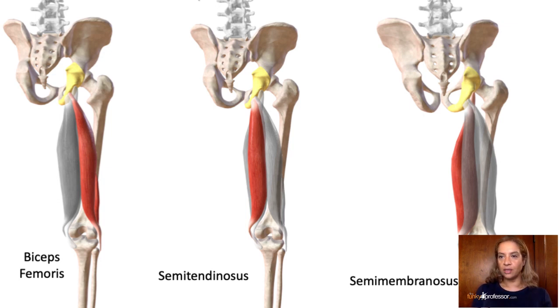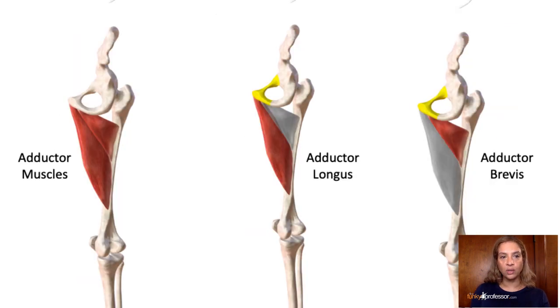And if I can click onto the next page, what I wanted to show you is that the pubis actually gives attachment to the adductor muscles. So these are the adductor longus, which is in the middle here, and the adductor brevis. The adductor magnus comes from slightly further around on the pubic bone, but this is the body of the pubis here.